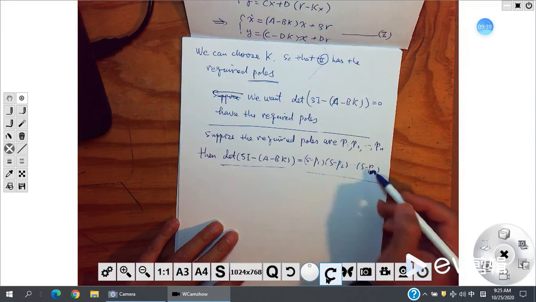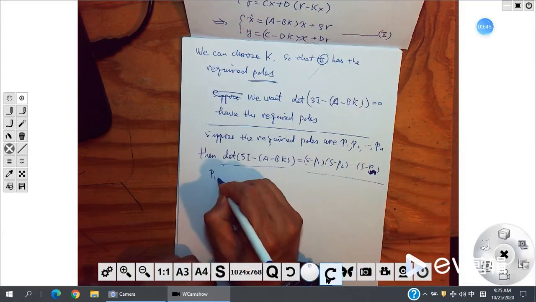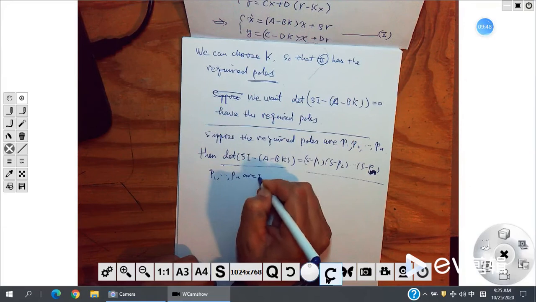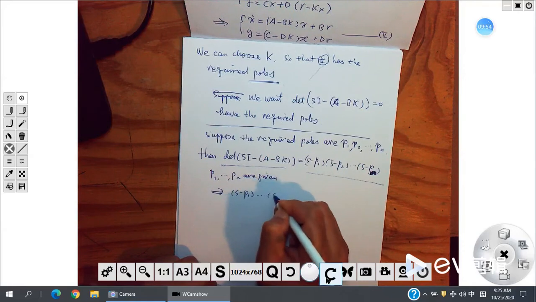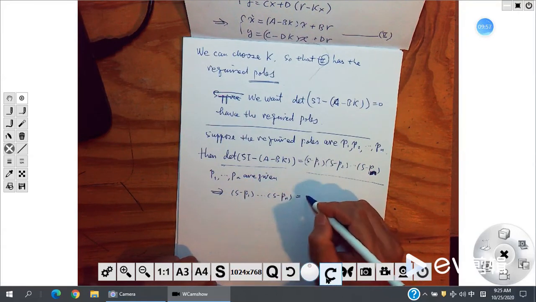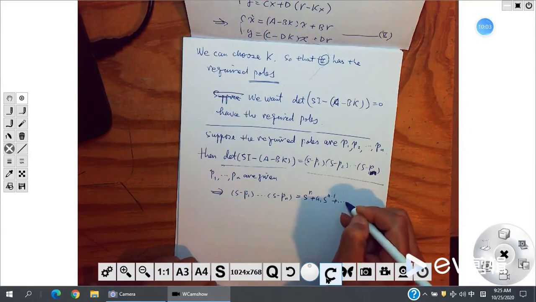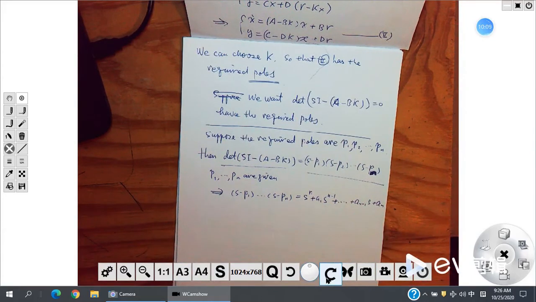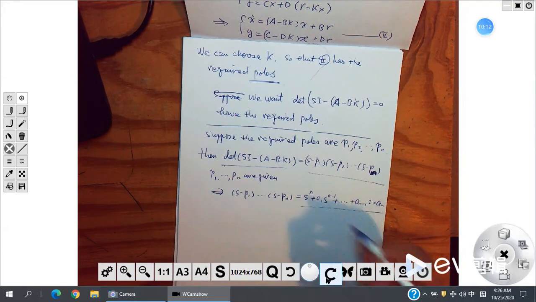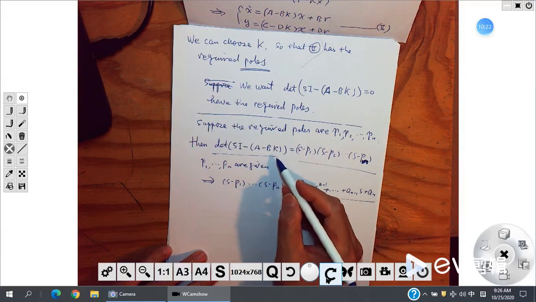Now the poles are required, so that means the poles are given. P1 to Pn are given. So we can have (S minus P1) until (S minus Pn) equal to S to the n plus A1 S to the n minus 1 plus until A n minus 1 S plus An. We can write it in this way, using A1 to An. Then how to choose K? The problem is how to choose K.